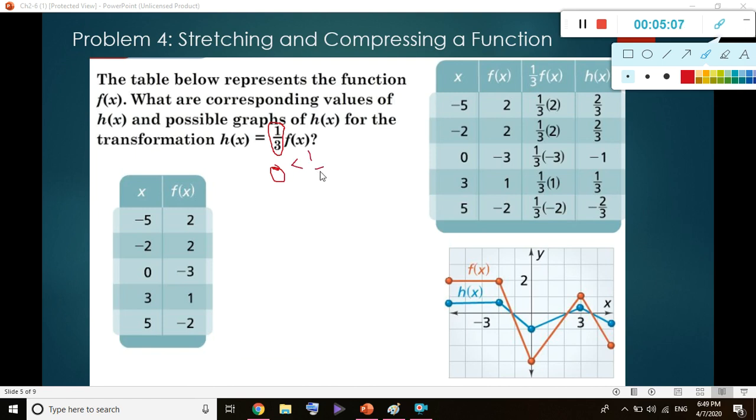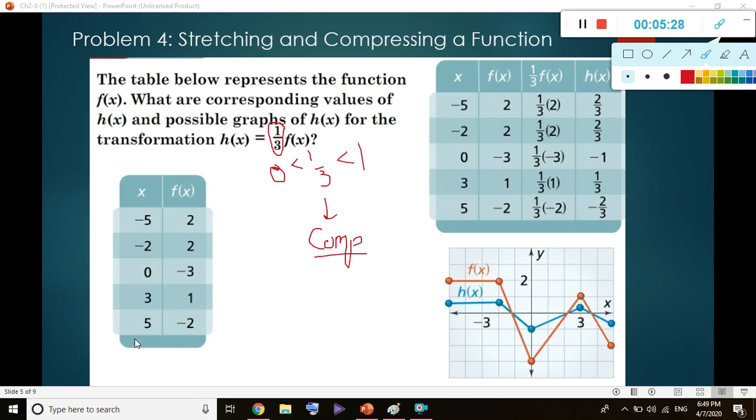So it's going to be between 0 and 1. It means we're going to have a vertical stretch or a vertical compression. It's less than 1, so it's going to be vertical compression. I'm going to write COMP as compression because I won't write the whole word here. So we're going to have a vertical compression.